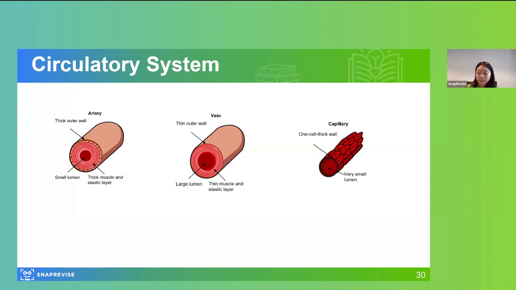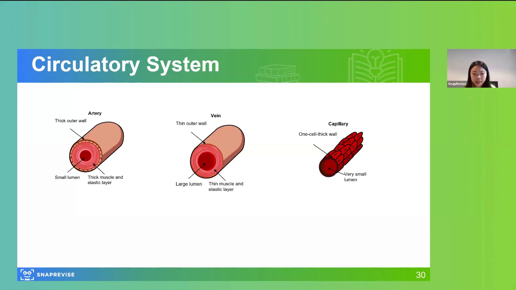The reason for this is because it allows time for gas exchange. Capillaries are usually around the alveoli, and that allows for gas exchange. Because the blood is moving so slowly, it allows time for gas exchange. They have a very small lumen, as seen there, and a very thin wall, and this allows for a short diffusion distance. This was mentioned a few times before.